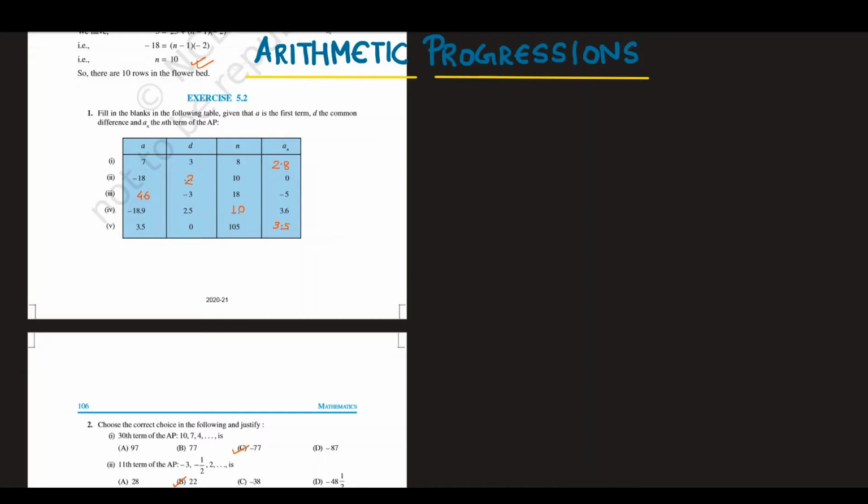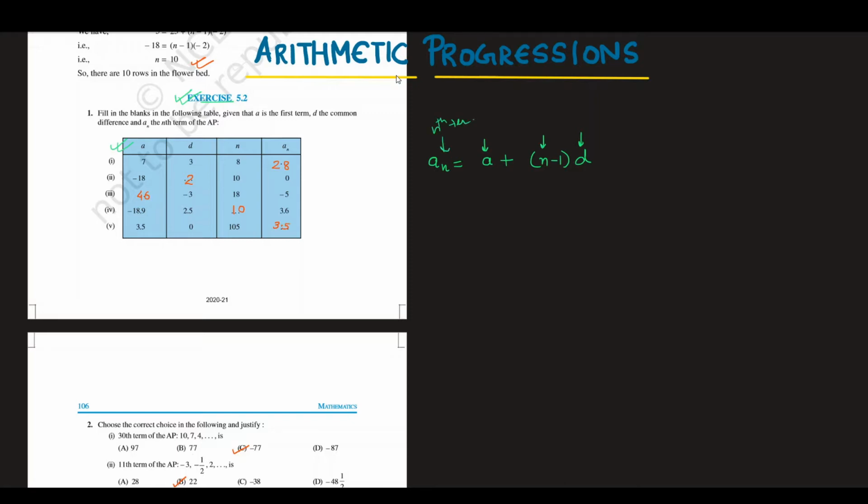In this video tutorial, we will be looking at Arithmetic Progressions Exercise 5.2 of NCERT Class 10th. So, we have the first question, that is, we have to complete this table. The formula for this table should be an = a + (n - 1)d, where a is the first term, d is the common difference, n is the number of terms, and an is the nth term.